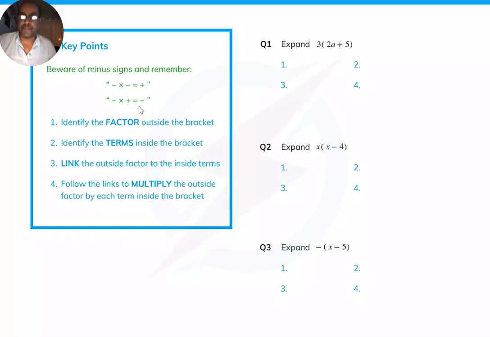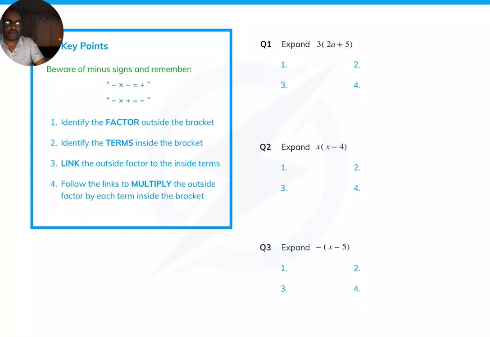So the first thing we need to do is identify the factor outside the bracket. The factor is just the thing that's multiplying the bracket, and then we identify the terms inside the bracket. So in that first question on the right here, there are two terms separated by a plus sign. And then we're going to link the outside factor to the inside terms, sort of physically with a line. I'll show you that in a minute. And then we're going to follow those links to multiply. Remember that we're multiplying when we multiply our brackets, and we multiply that outside factor by each term in the bracket. Right, let's go through this step by step.